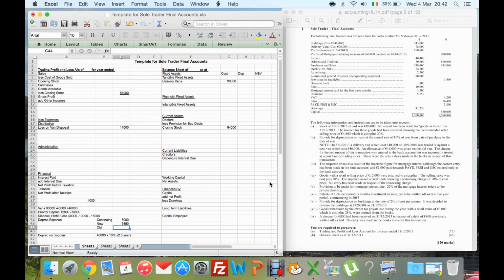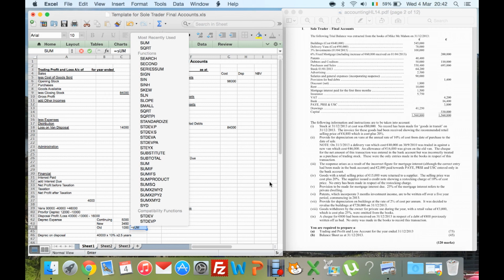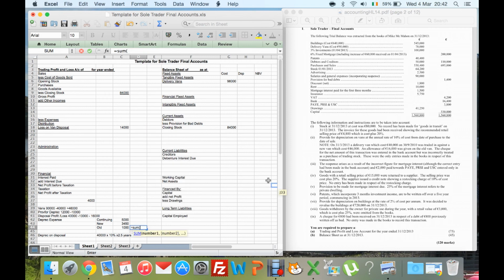And then the old one. So the old one cost 40 grand. The annual depreciation is 10%. And I had that for 1 quarter of the year, so I multiply that by 0.25. So that's the depreciation expense. The total is all those added together.